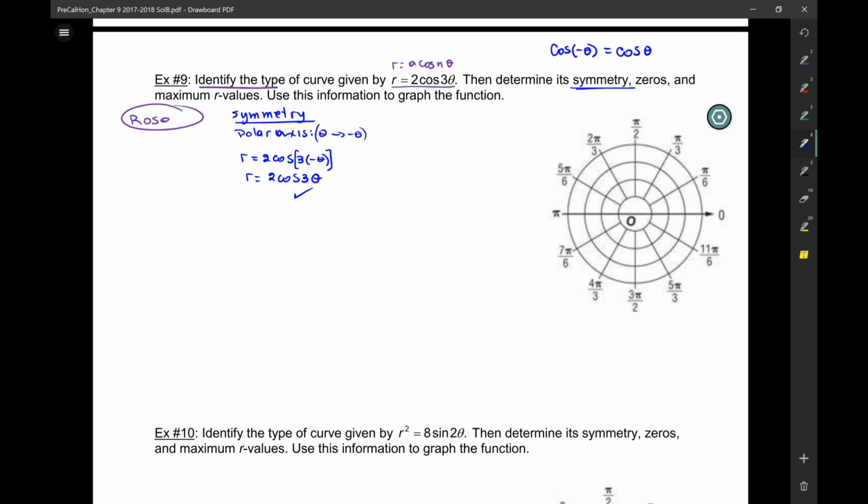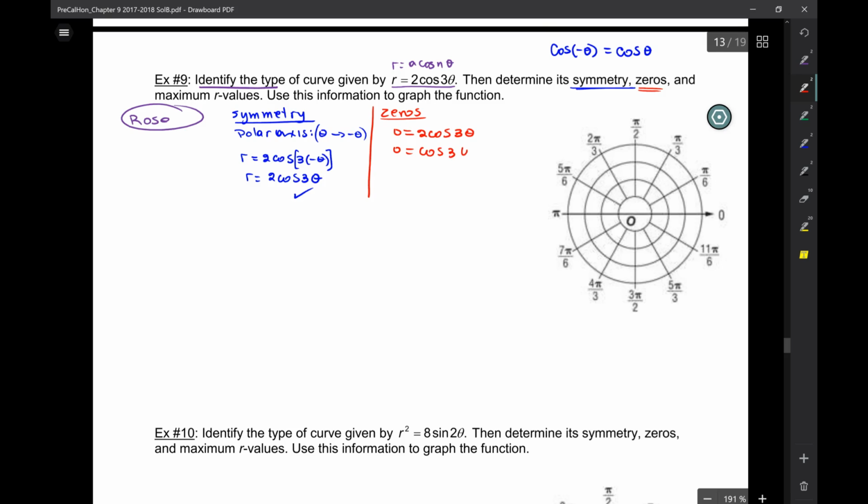All right, let's do zeros. For the zeros, I'm going to set the function to 0. So 0 is equal to cosine 3 theta. All right, now, where is cosine equal to 0? Where is the cosine function as the default equal to 0? Pi over 2, 3 pi over 2, 5 pi over 2, and so on.